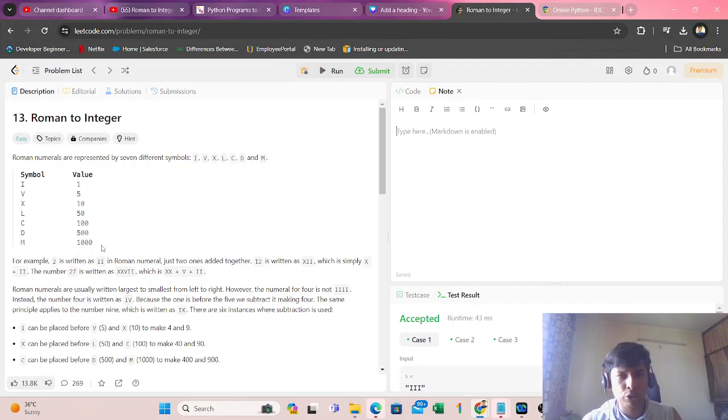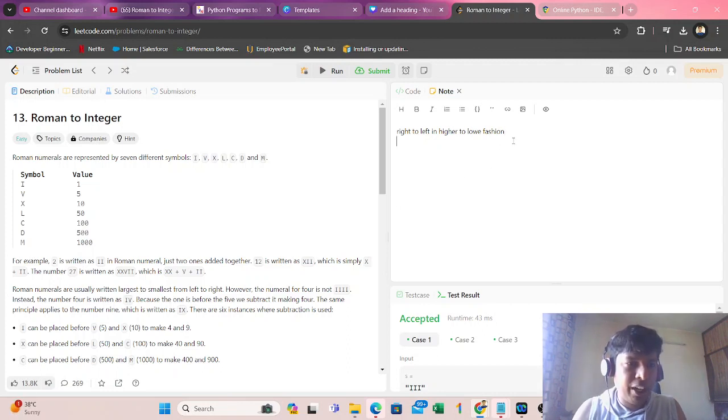So I also had to go through the Roman numbers, how they work, and how to write them. I have my notes with me, and I will share them with you. Roman numbers are generally written from left to right in higher to lower fashion. Higher to lower means the largest one comes first.